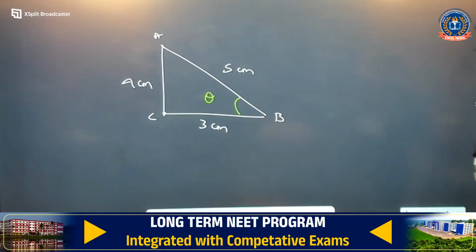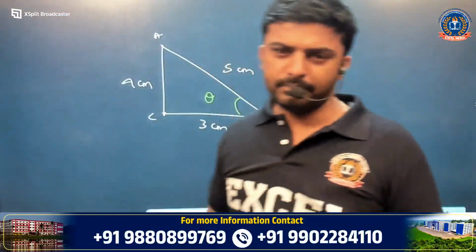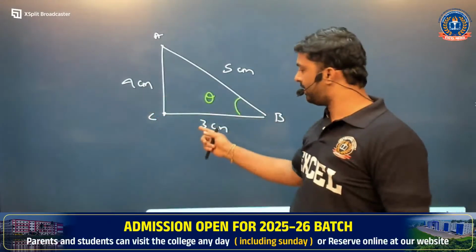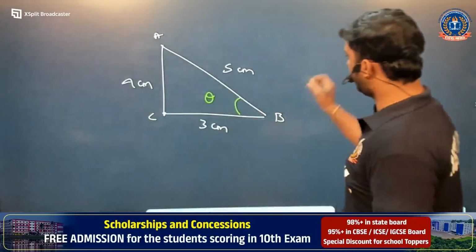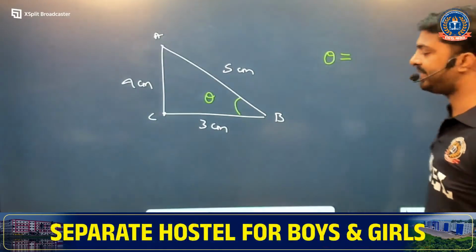Okay, what is the difference now, students? Previously I have drawn 3 centimeter in the opposite side and 4 centimeter here. Now I have swapped this. Okay, now what is the angle here? What is the angle? Yes, it is 53 degree.